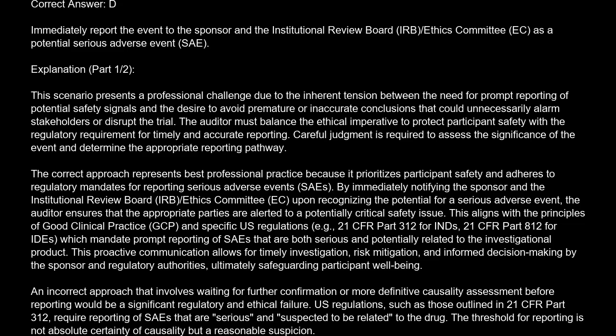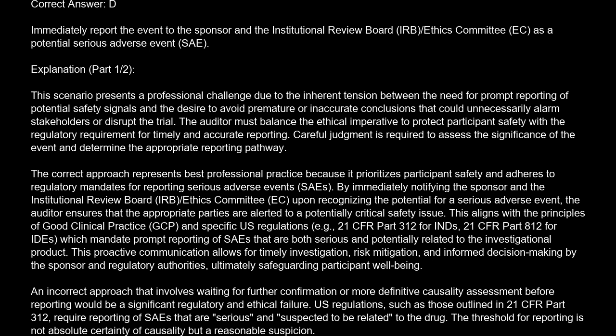The correct answer is D. Immediately report the event to the sponsor and the Institutional Review Board, IRB/Ethics Committee, EC, as a potential serious adverse event, SAE. Explanation. This scenario presents a professional challenge due to the inherent tension between the need for prompt reporting of potential safety signals and the desire to avoid premature or inaccurate conclusions that could unnecessarily alarm stakeholders or disrupt the trial. The auditor must balance the ethical imperative to protect participant safety with the regulatory requirement for timely and accurate reporting. Careful judgment is required to assess the significance of the event and determine the appropriate reporting pathway.